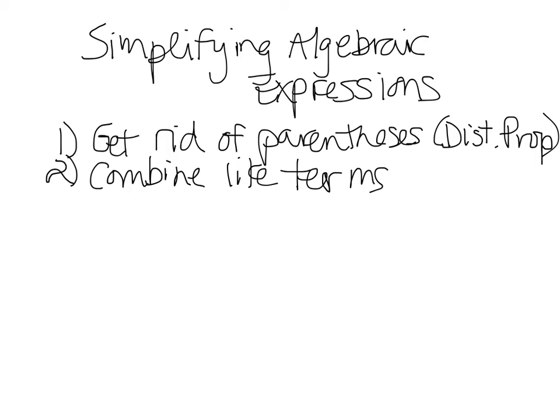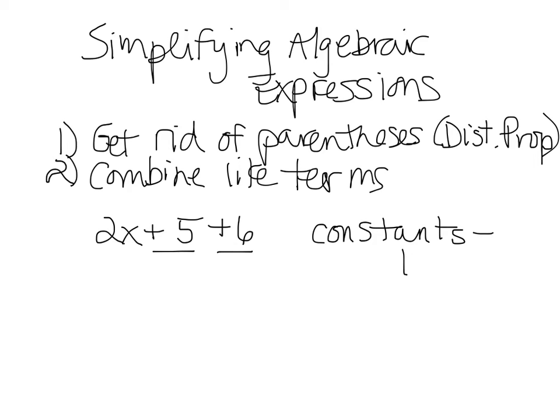Sorry if it's so sloppy. By the way, if I say 2x plus 5 plus 6, numbers aren't variables, they're actually called constants. And they are like terms. So in order to simplify this, I'd have to call it 2x plus 11. So this is if I say 2x plus 8 plus 3y plus 4 plus, I don't know, 3x plus 5y.